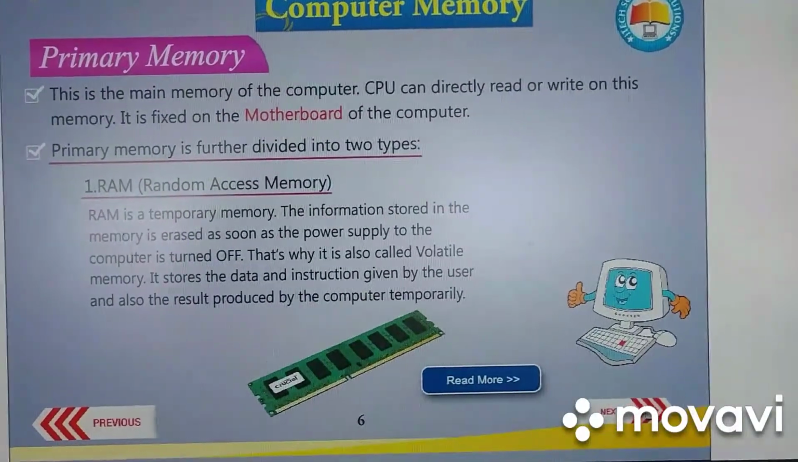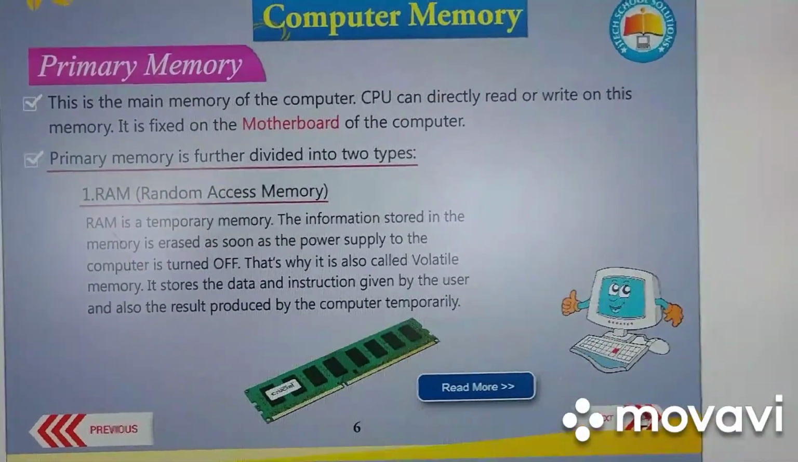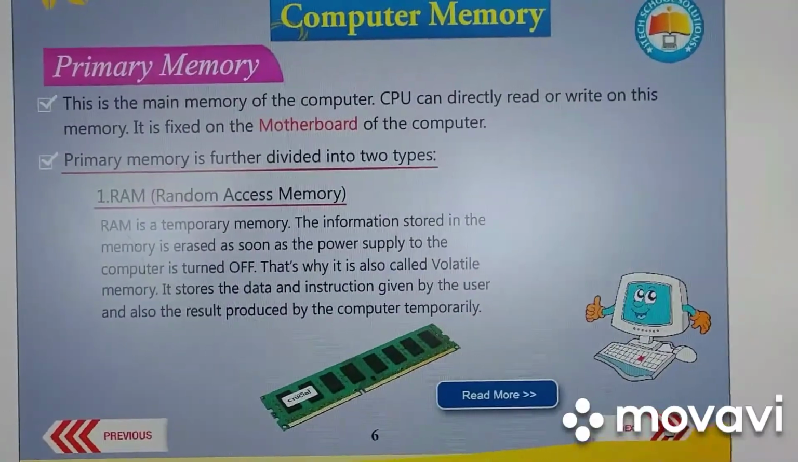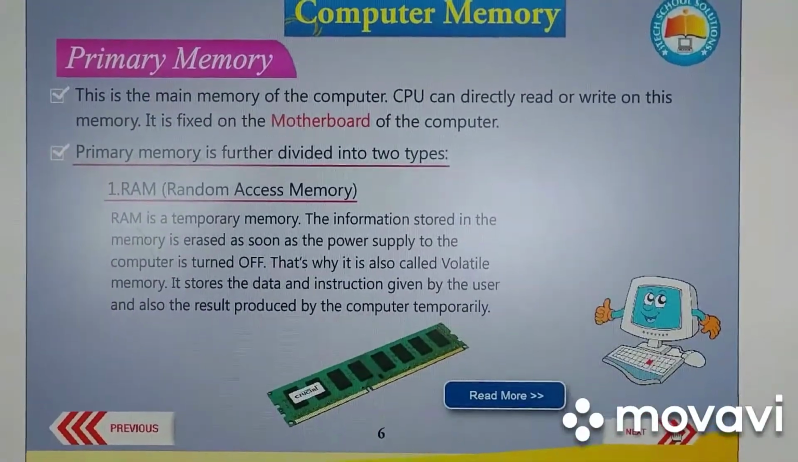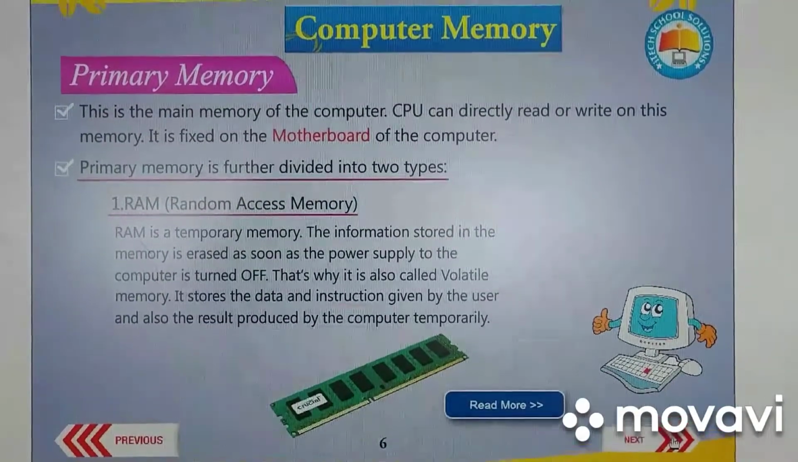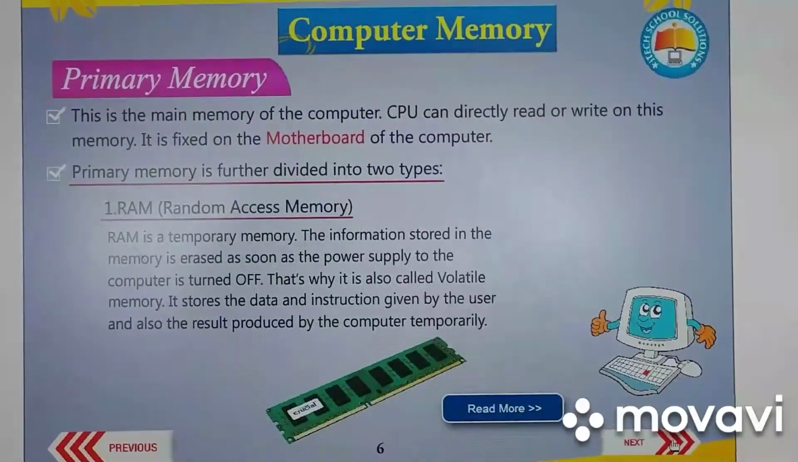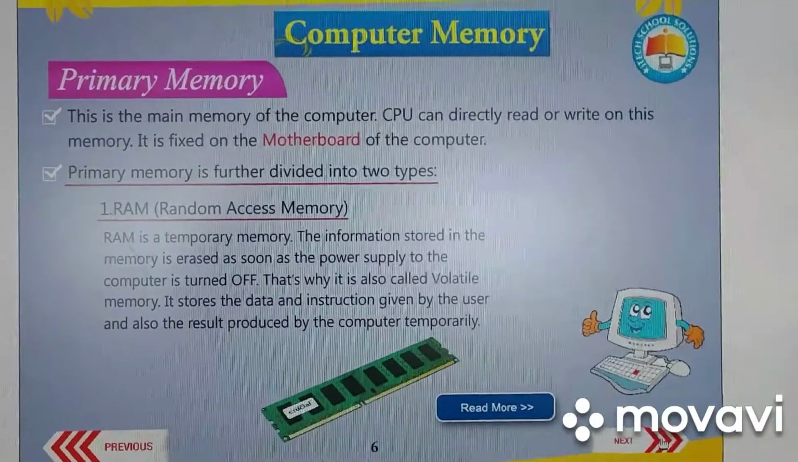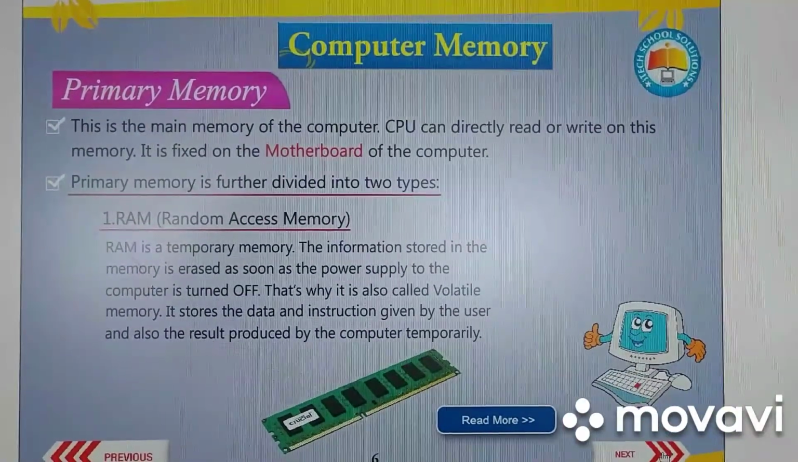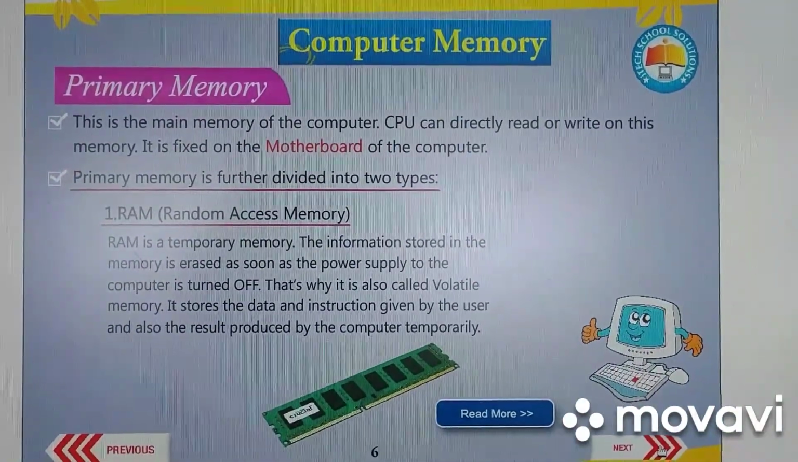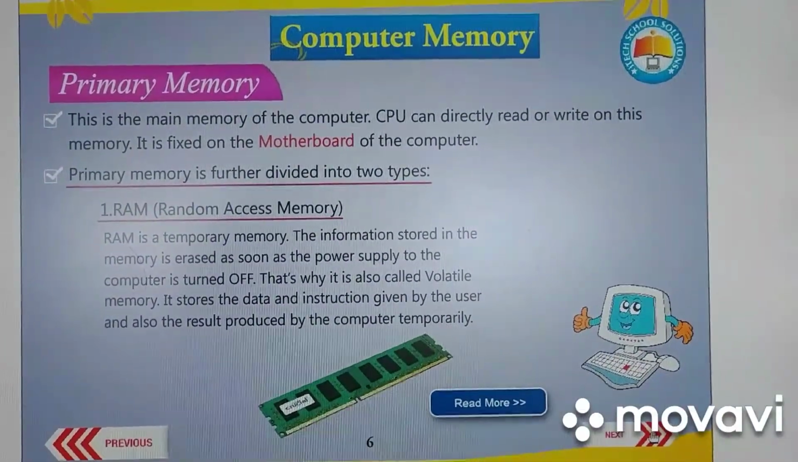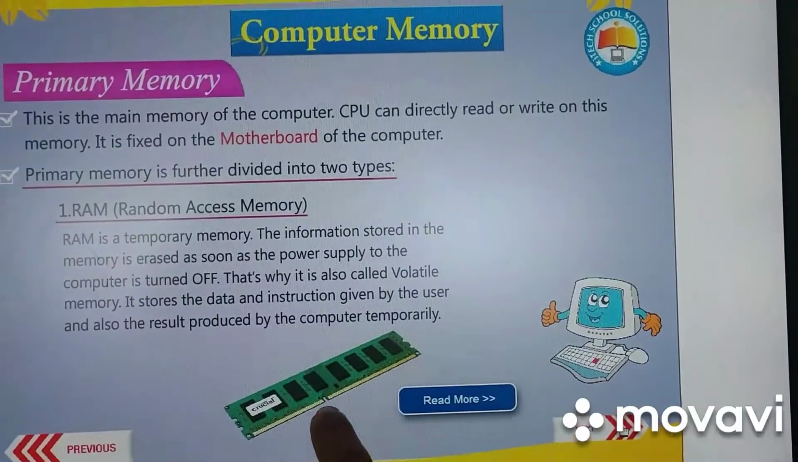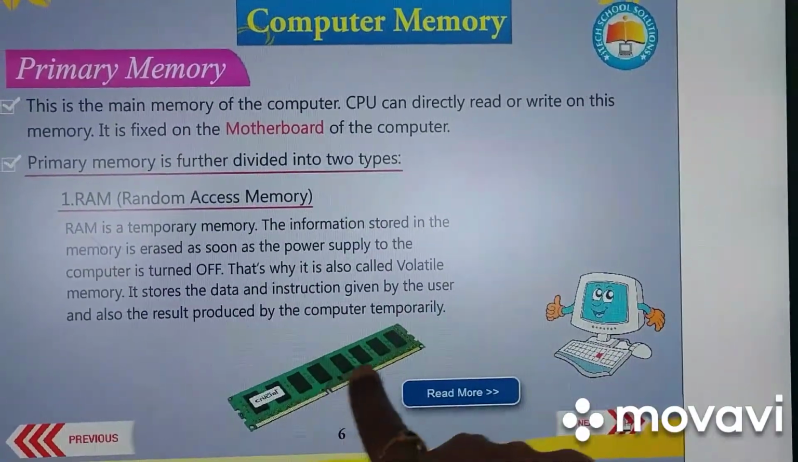Now, we have seen earlier that primary memory is divided into two kinds, that is RAM and ROM. Now, what is RAM and what is ROM? RAM is a temporary memory. The information stored in the memory is erased as soon as the power supply to the computer is turned off. That's why it is called volatile memory. It stores the data and instructions given by the user and also the results produced, temporarily. So this is RAM.